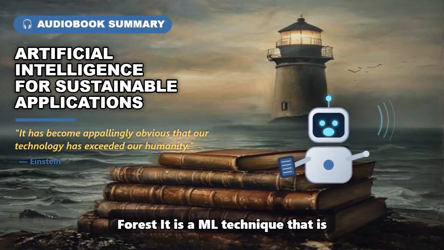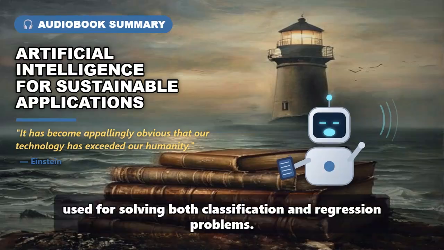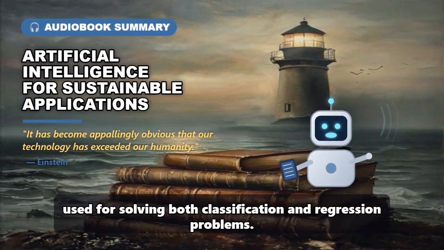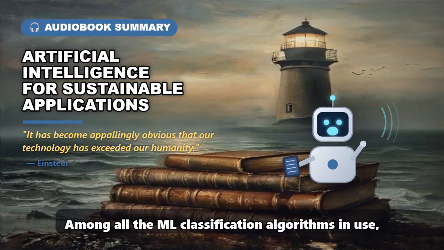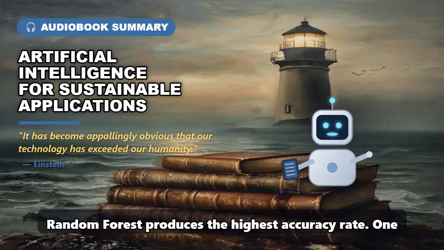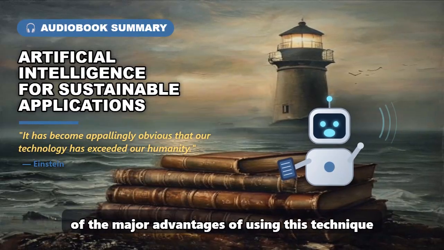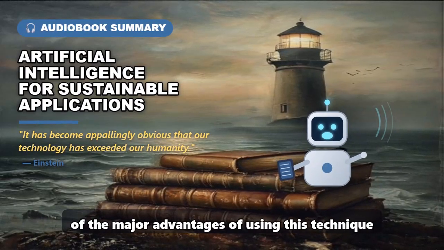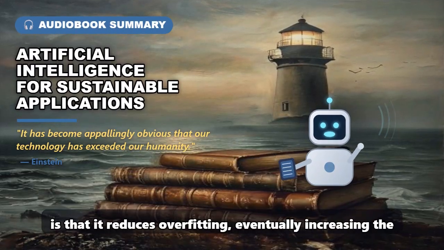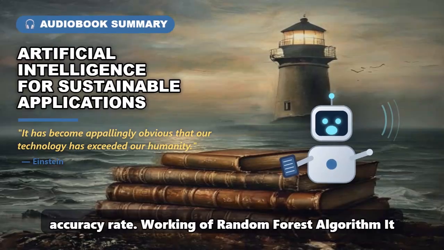Random forest. It is a ML technique that is used for solving both classification and regression problems. Among all the ML classification algorithms in use, random forest produces the highest accuracy rate. One of the major advantages of using this technique is that it reduces overfitting, eventually increasing the accuracy rate.